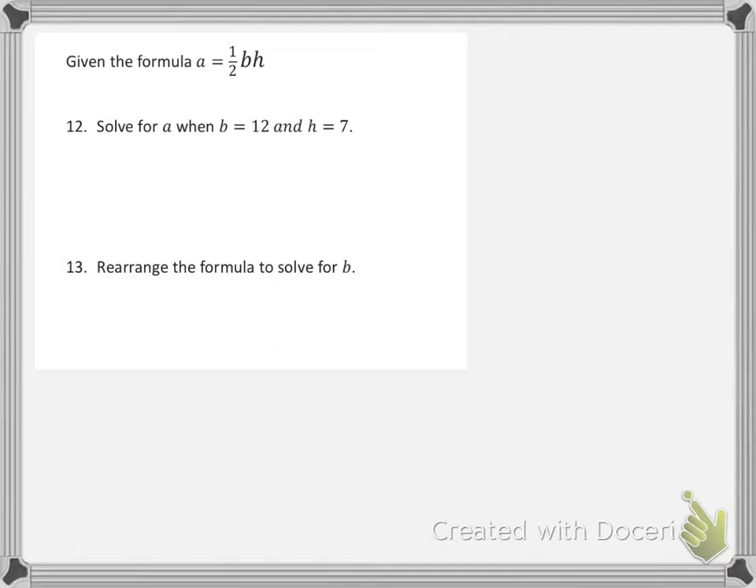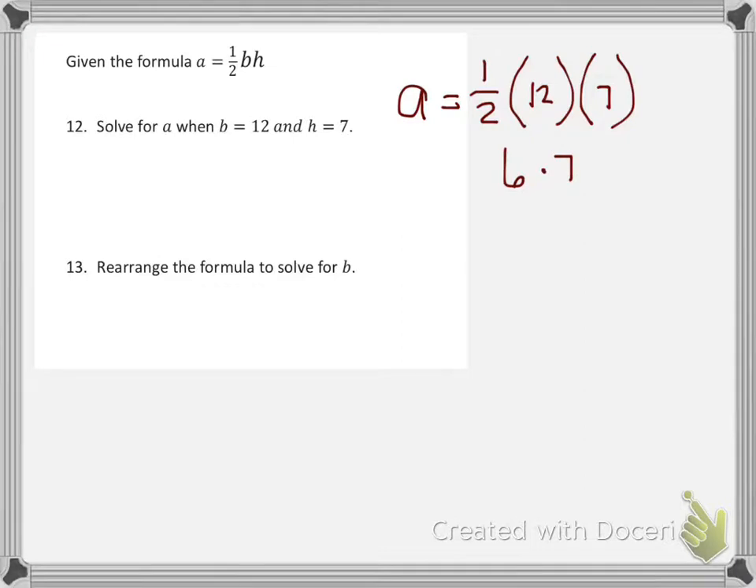Here's 12 and 13. If you have the formula A equals 1/2 of b times h, solve for A when b is 12 and h is 7. All right, so A equals 1/2 times b, which is 12, times h, which is 7. Well, half of 12 is 6, times 7, and 6 times 7 is 42. So area, A, equals 42.